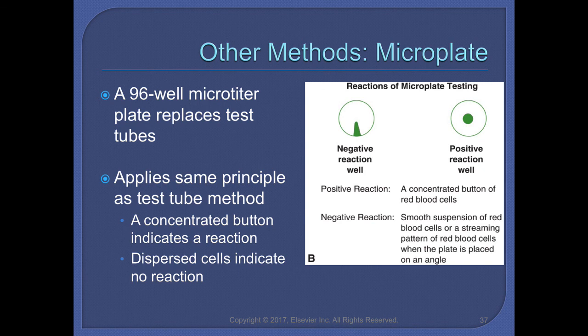So you can see here in the picture the reactions of the microplate testing. You see a negative reaction, and then you see a concentrated button, which is a positive reaction. A concentrated button of red blood cells is positive, and with negative, there is a smooth suspension of red cells or a streaming pattern of red blood cells when the plate is placed on an angle. Microplate testing was discovered in the 1960s. So some labs have it, some labs use gel, some use tube as well.